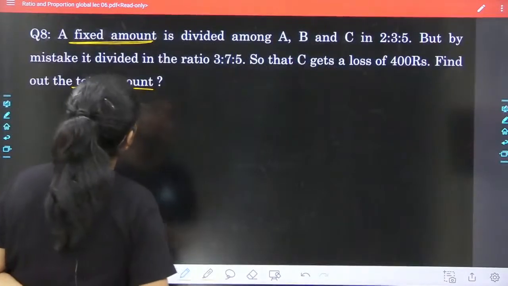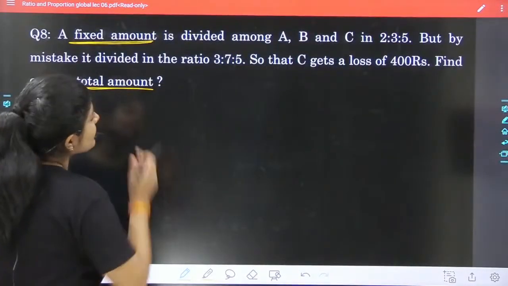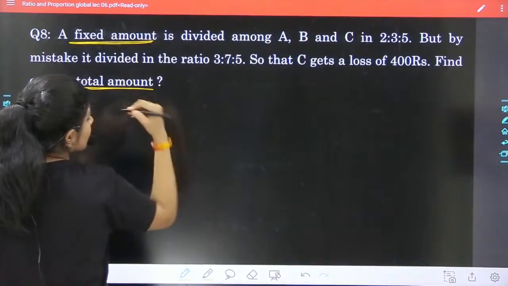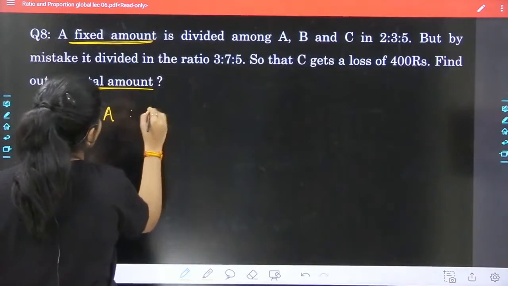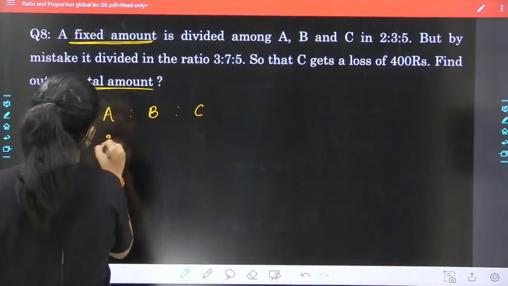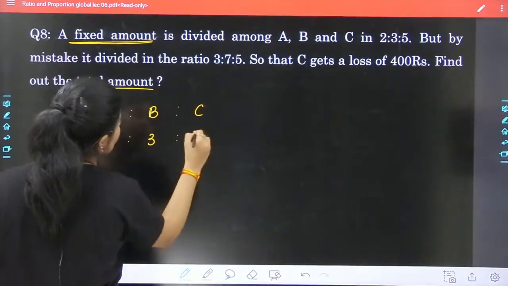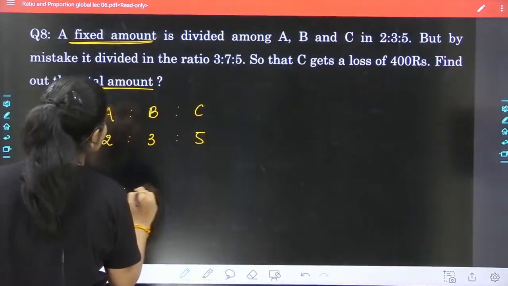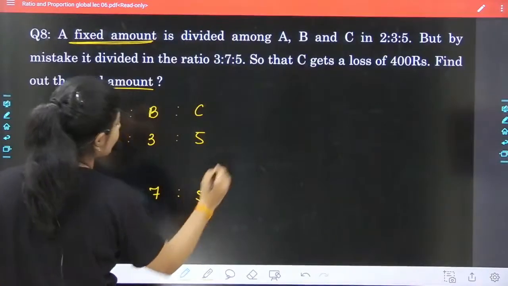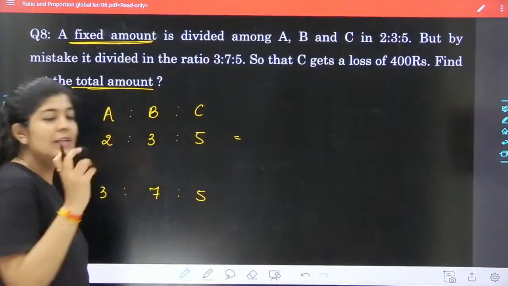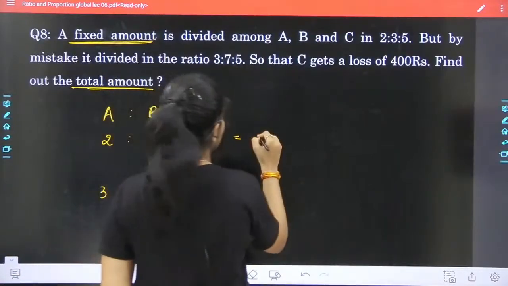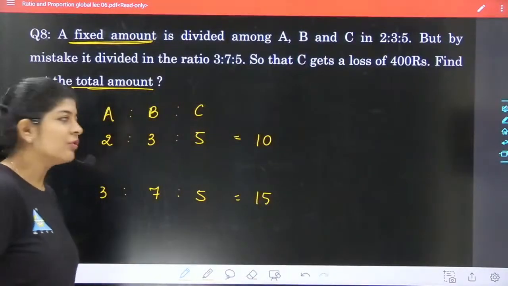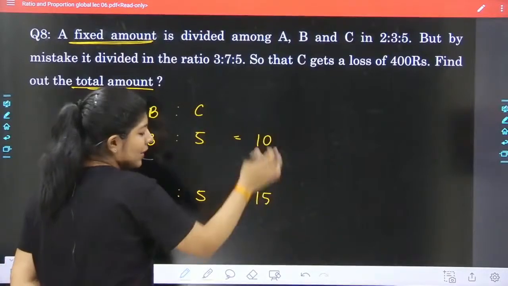Okay. Let's see. A fixed amount is divided among A, B and C in the ratio 2:3:5. The amount is divided in ratio 2, ratio 3, ratio 5. But by mistake, it was divided in the ratio 3, ratio 7, ratio 5. If I simply calculate the total sum of the amount, here I am getting 10 and here I am getting 15. So what I have to do? First I have to make this amount equal.